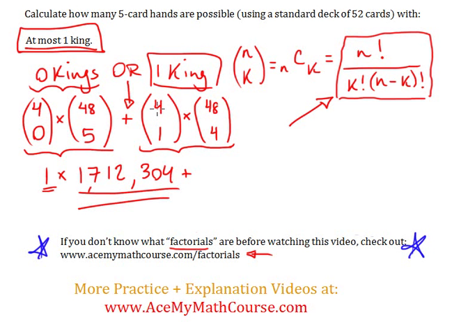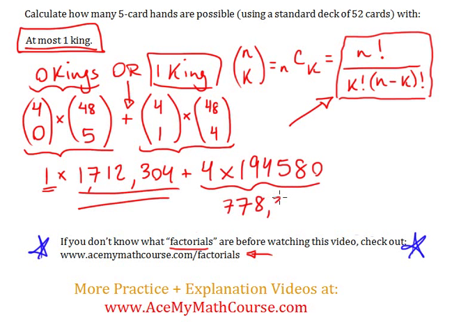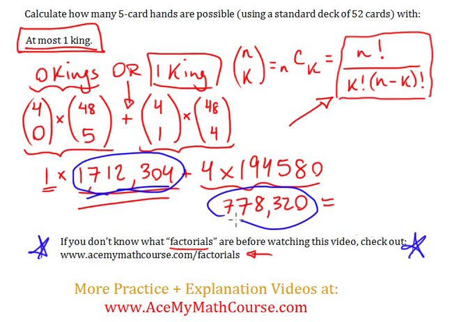For 1 king, 4 combination 1 is just 4, and 48 combination 4 is 194,580. So I'm going to evaluate this. That times 4 is 778,320. Now I will just add both these possibilities together. 0 kings or 1 king, which together represent at most 1 king.